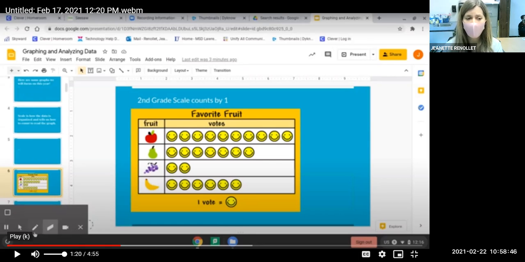Who can read this graph counting by ones and understand how many votes banana earned? How many people voted for banana as their favorite fruit? I already see some hands raised. Excellent 3rd grade expectations. Gloria.